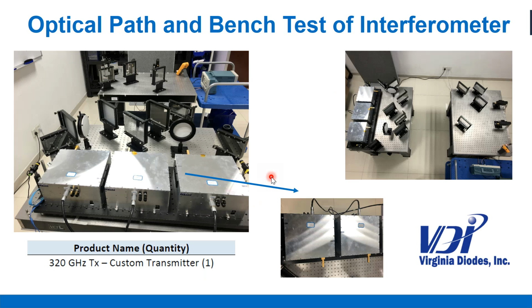These two pictures are the bench test of the interferometer. This is the microwave source. The source is a 320 GHz TX custom transmitter, and the wavelength lambda is 1 millimeter.